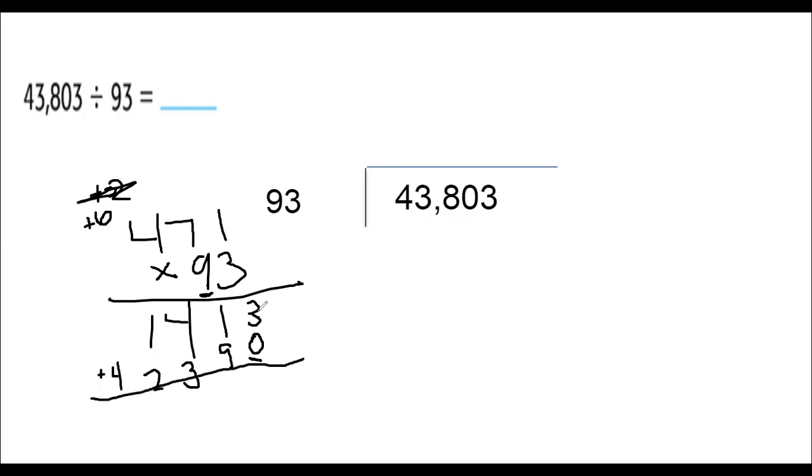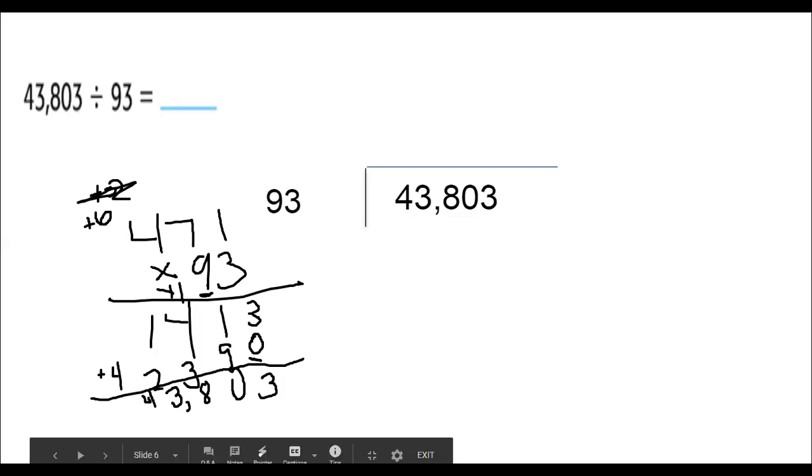I can add 3 plus 0 is 3. 1 plus 9 is 10. Regroup. 1 plus 4 is 5, plus 3 is 8. Look at that. My 803 matches up. 1 plus 2 is 3. And 4, bring it down. And I have the correct answer after I check my work. And once you get the hang of it, it's not going to take you that long to check your answer.